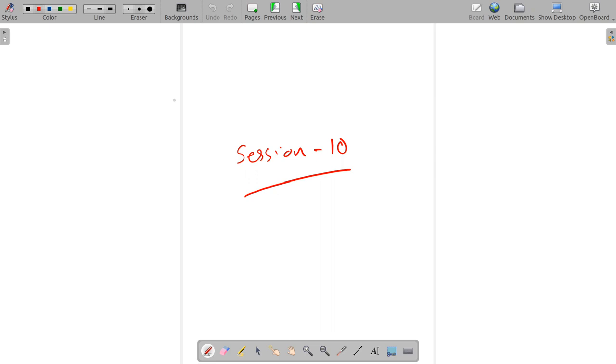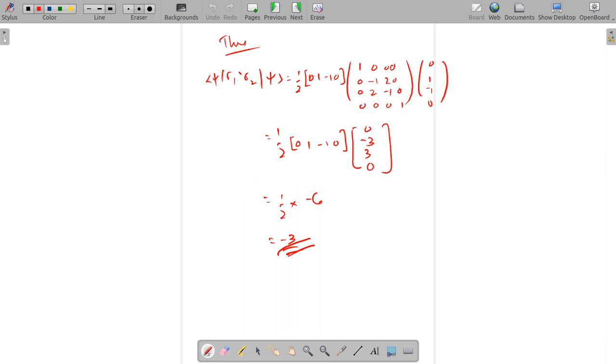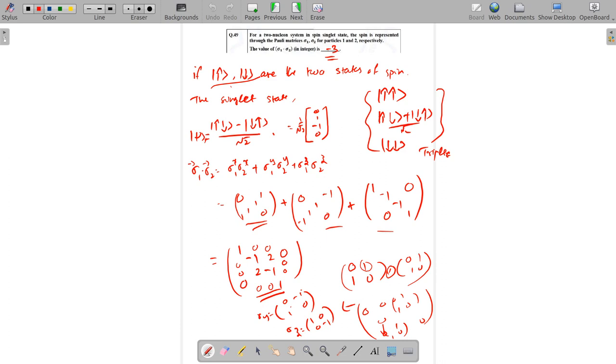So we were doing 2021 solutions, GATE 2021 solutions, in session 9. We stopped at the point discussing the singlet state, what a singlet state is, and what the expectation value of sigma one dot sigma two is for the operator on the singlet state.